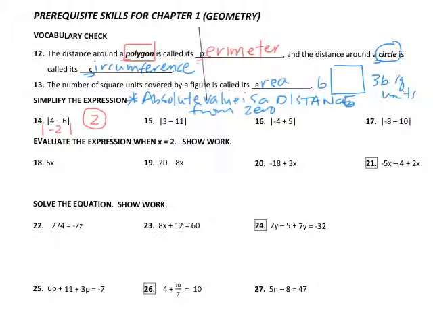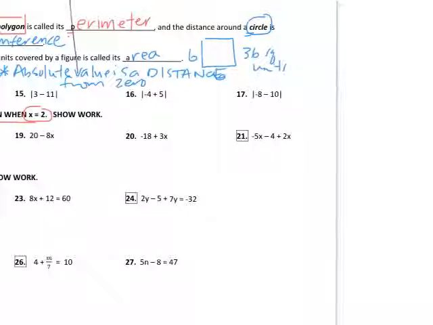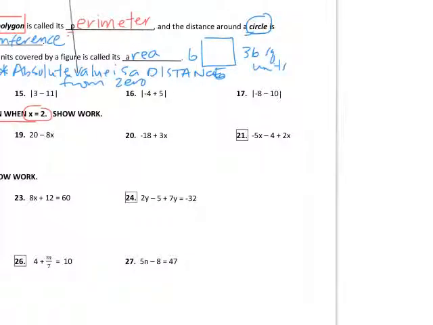The next section on this worksheet here asks us to evaluate the expression when x is 2. So let's take a look at number 21. In number 21, if we were to substitute in a 2 for every time we see an x, let's rewrite this. Negative 5 times 2, I'm replacing the x with a 2, minus 4 plus 2 times 2. All right, we had some like this in our previous work.